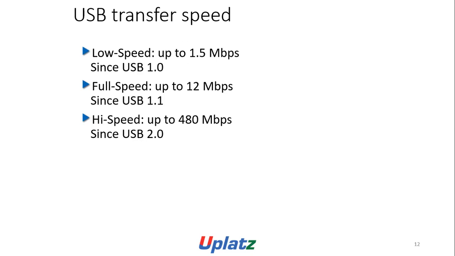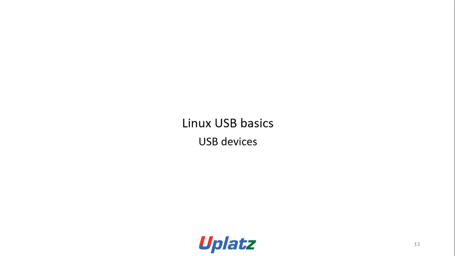USB transfer speed: low speed, up to 1.5 Mbps, since USB 1.0. Full speed, up to 12 Mbps, since USB 1.1. High speed, up to 480 Mbps, since USB 2.0.